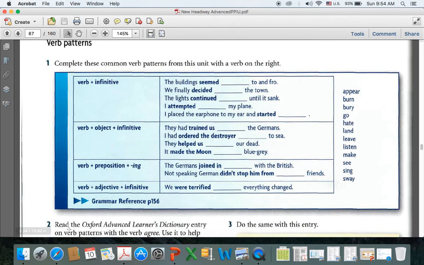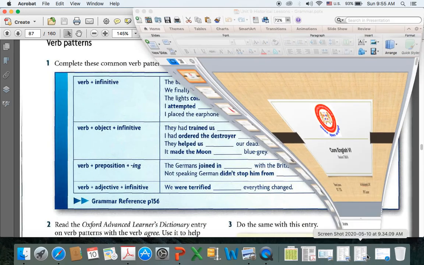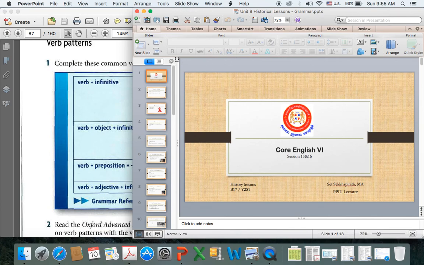However, in these lessons, some verbs we can use with both infinitive and gerund, but the meanings are different. All right, so let's go to my PowerPoint slides.